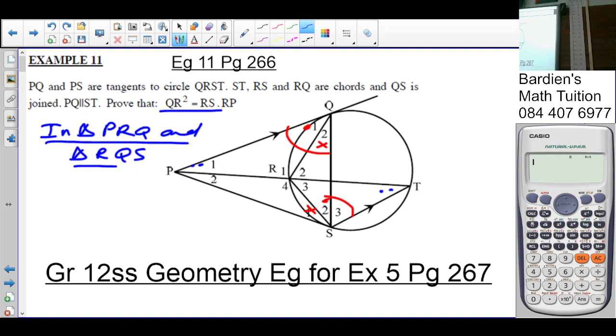What can I say about those two triangles? Let's just highlight this quickly. The board is jumping around. Okay, so let's go. What can we say? Q1 is equal to S2. Why? Tan chord theorem. Right, what else can we say?